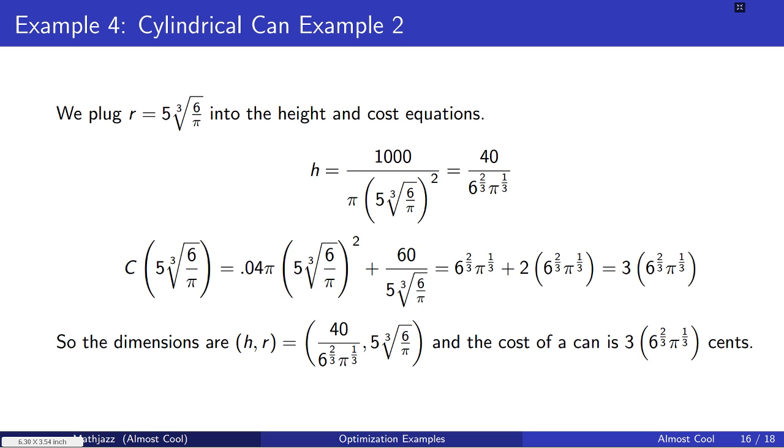So the dimensions of the can are height 40 over 6 to the 2/3 times pi to the 1/3, radius 5 times the cube root of 6 over pi, and the cost of the can is 3 times 6 to the 2/3 times pi to the 1/3 cents.